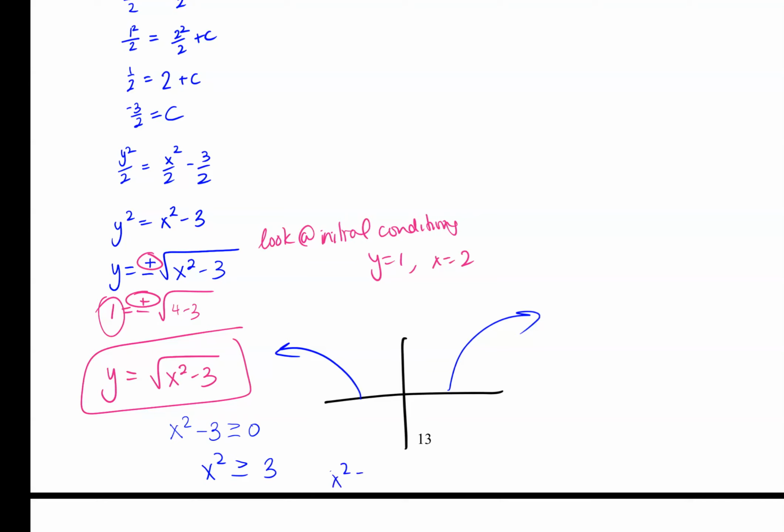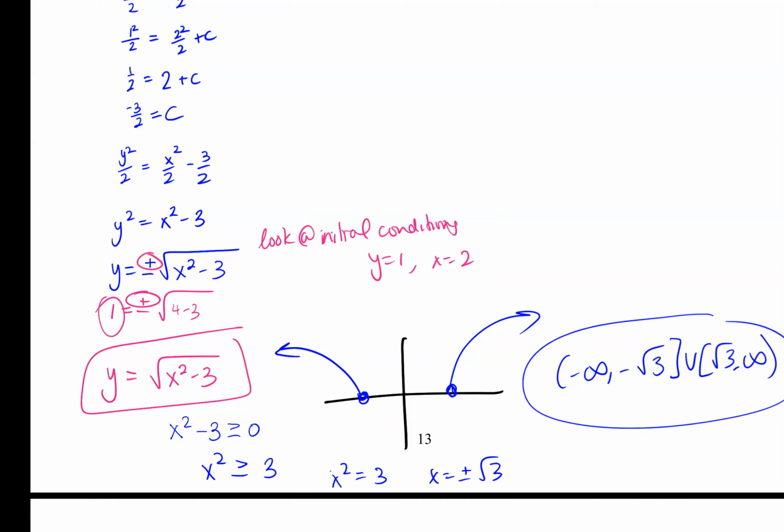If I said x squared was equal to 3, you would see x is equal to plus or minus root 3. Those are the 2 points where the expression is 0. If I plug in 0 under here, 0 minus 3 is negative, so it's either between them or on the other sides of the positive and negative root 3. So we write out the domain as negative infinity to negative root 3, union, and I want to include them because it's or equal to, root 3 to infinity, and that is the domain.